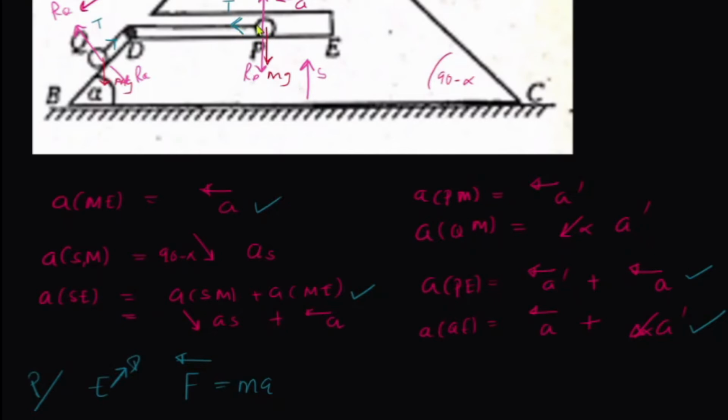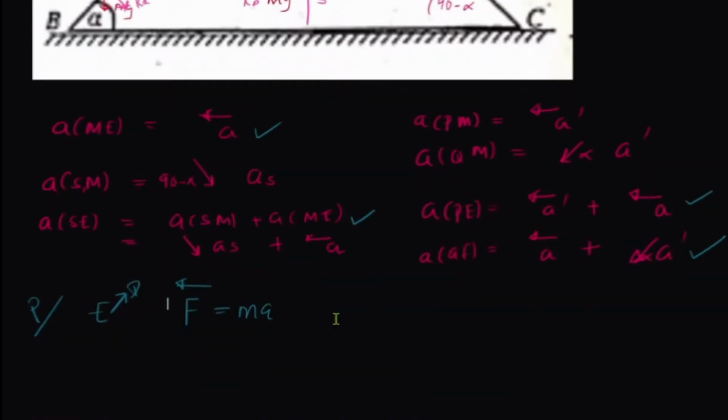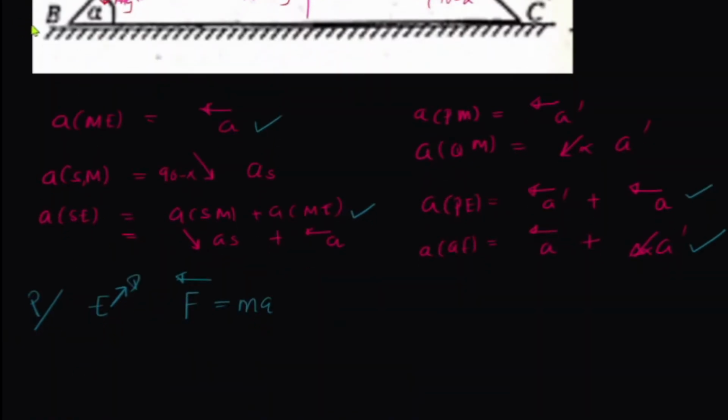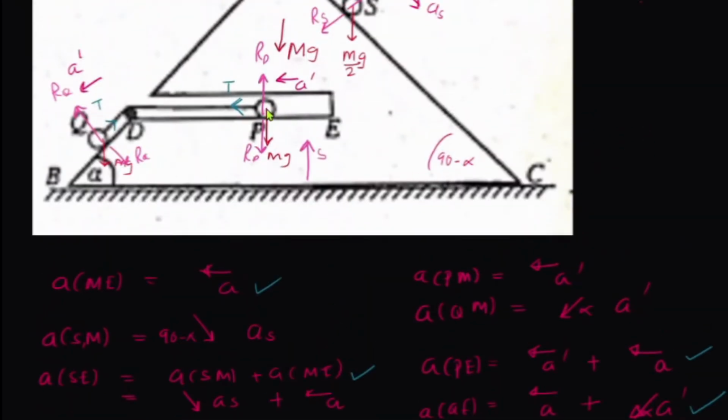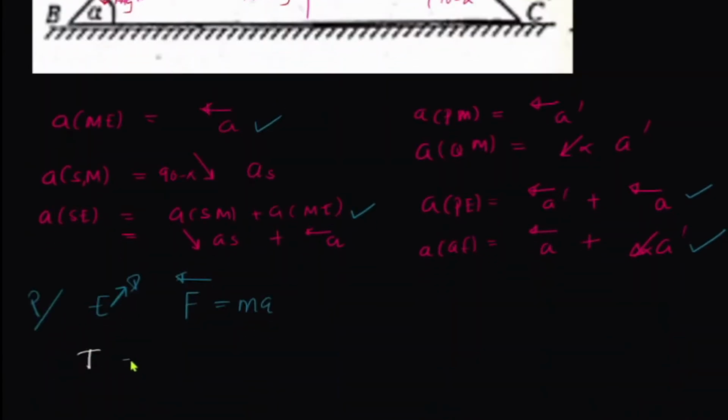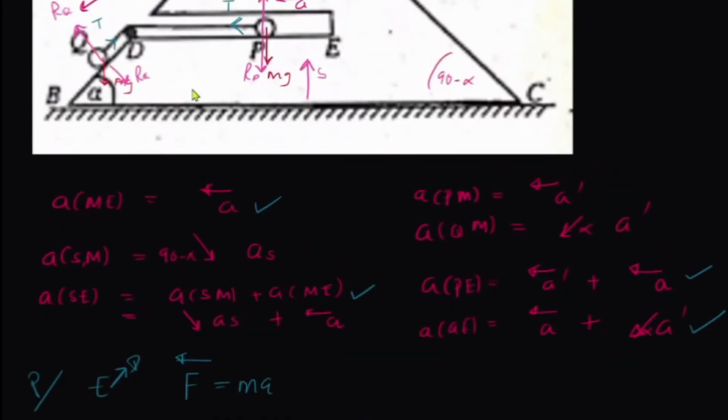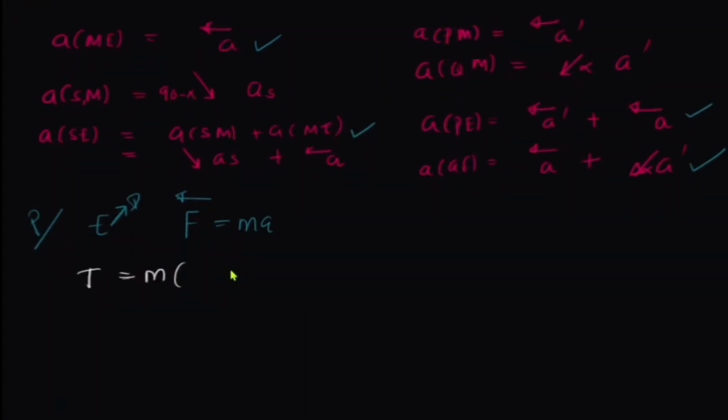So the force acting on P in the horizontal direction is T, right? It's T. What else? Is there any other force acting on P in the horizontal direction? Not at all, right? So therefore, that is equal to, its mass is simple M. What is the acceleration of P relative to Earth in this direction? A dash plus A. Both are in the same direction. So T equals M times A dash plus A. This is the first equation, right?